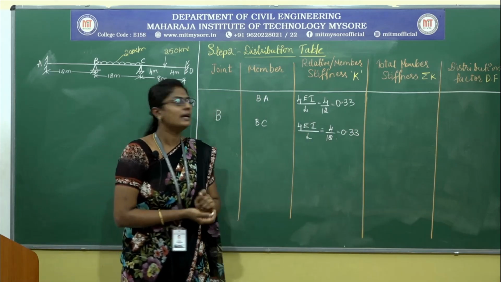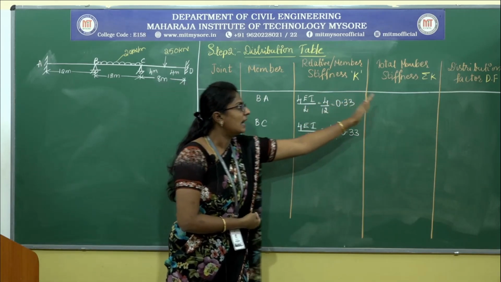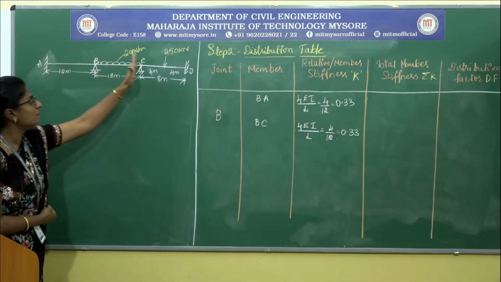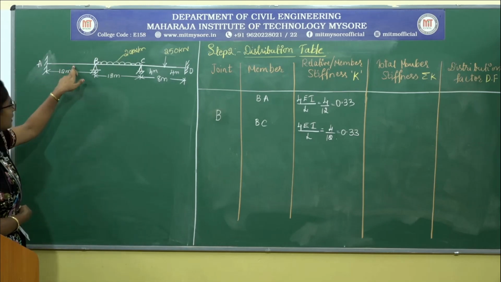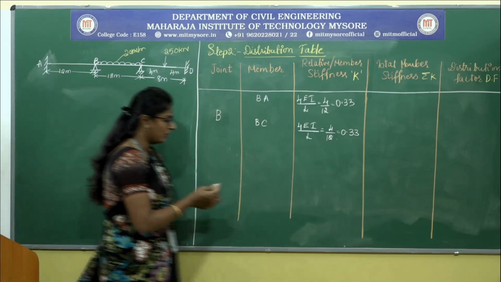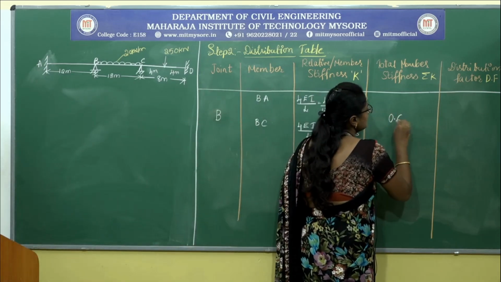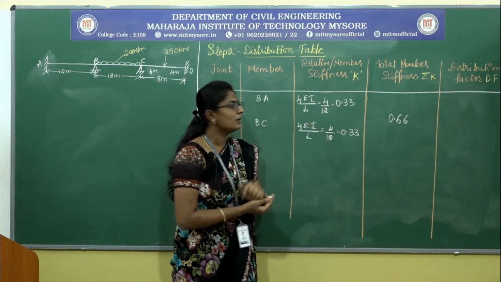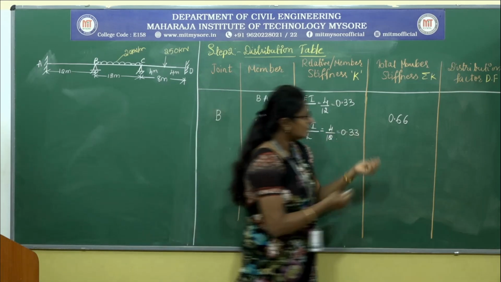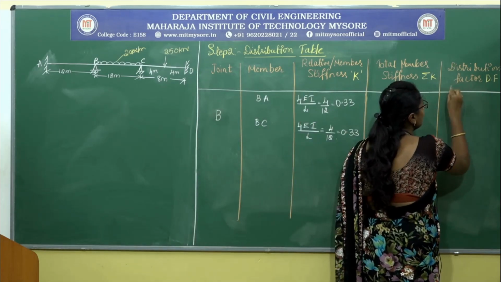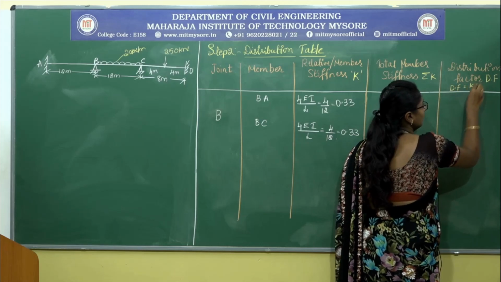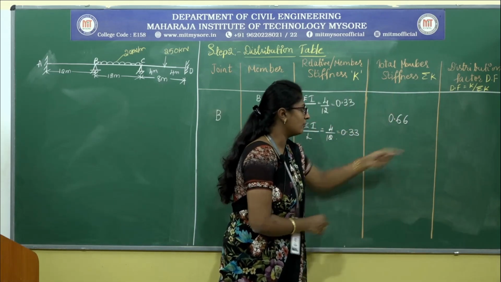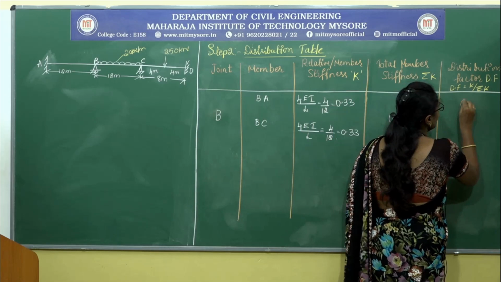So what is sigma K? It is the summation of all the stiffness at a particular joint. For this joint B, we have two members, BA and BC. We know the stiffness of the members BA and BC is 0.33 and 0.33. We get it as 0.66. So what is the distribution factor for BA separately now? The distribution factor is given by DF equal to K divided by sigma K. K is 0.33, sigma K is 0.66. We get the value as 0.5.